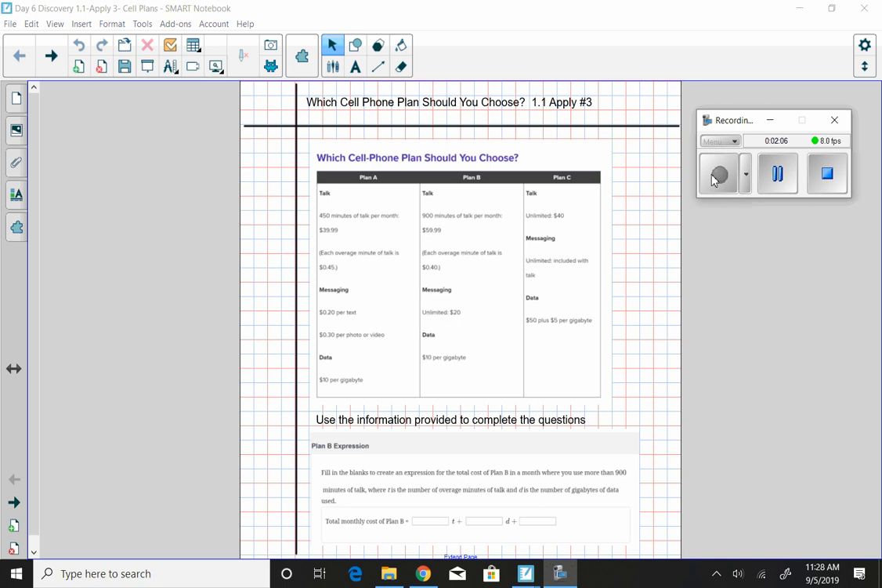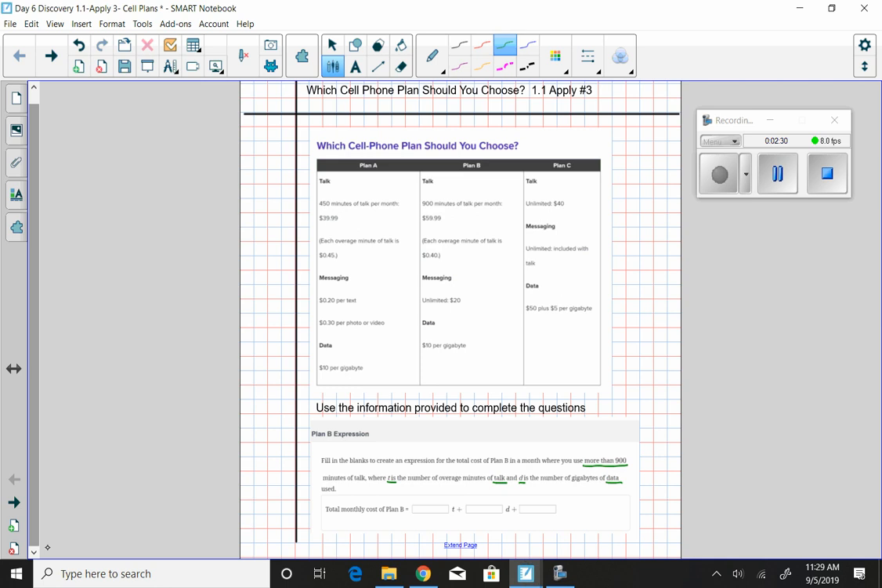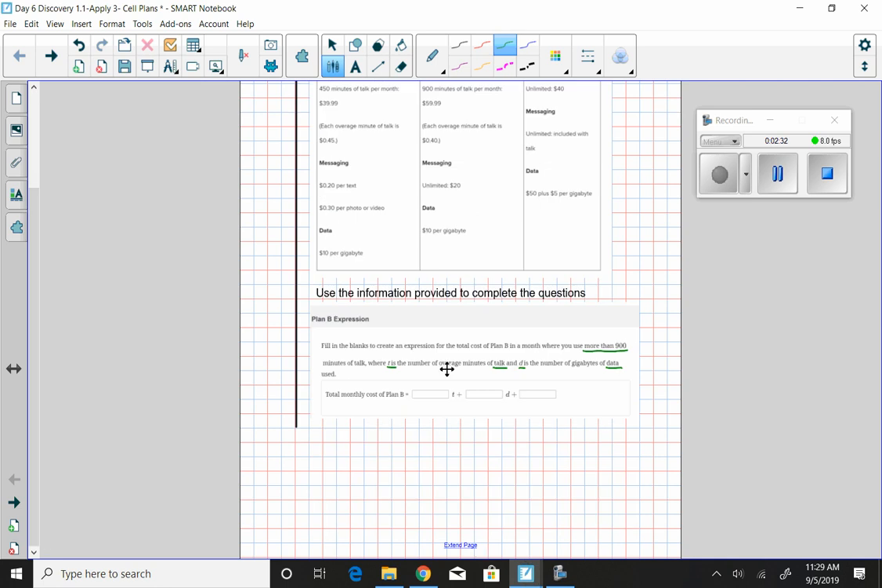Okay, it says fill in the blanks to create an expression for the total cost for Plan B in a month where you use more than 900 minutes to talk. And T stands for the number of minutes you talk, and D is the number of gigabytes of data, right? That's your data. All right, so every minute that you are going to talk over, right? This is the overage talking, minutes talked over, not just total minutes, but minutes over, right?